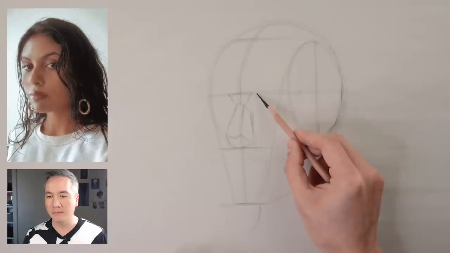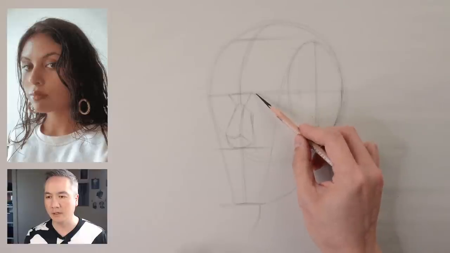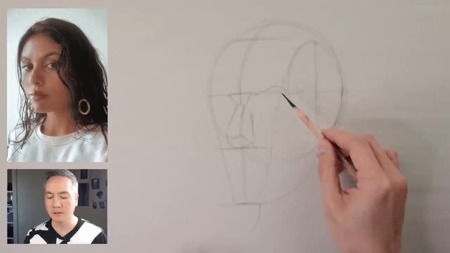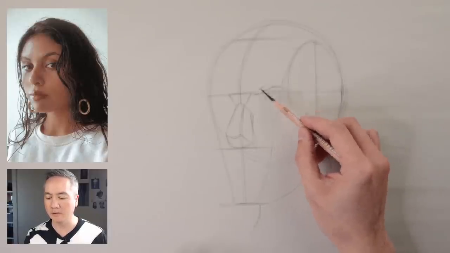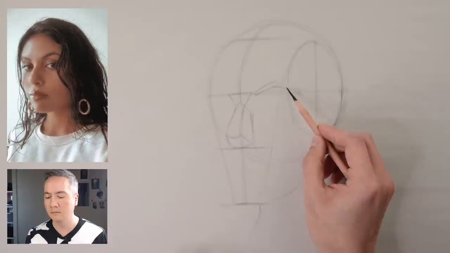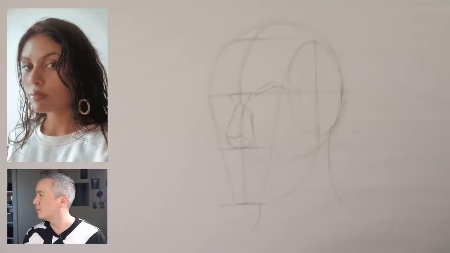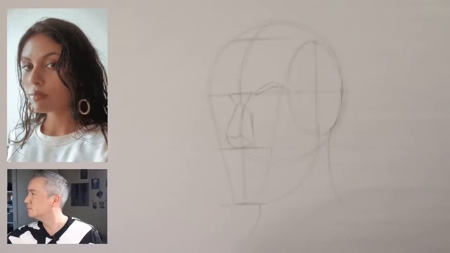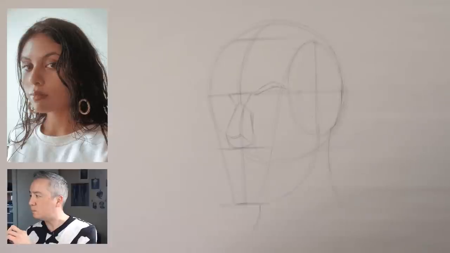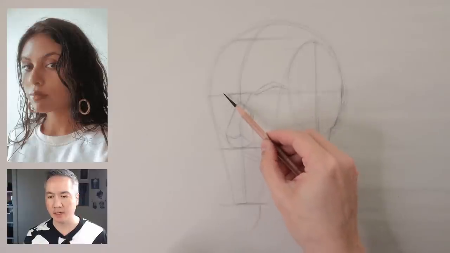But again, the brow tends to start somewhere around here on the brow line. And then it comes up above, and in this case, curves around. So I'm just going to block in a really rough eyebrow here. Really, really rough, just to show you where the shape of it is. And then for the other side, we're going to do the same thing.